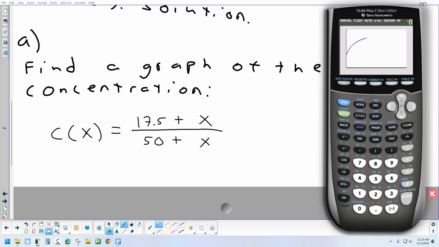There's the graph of your concentration. So the more acid you pour in, the higher the concentration gets. But it can't reach 100. It can get close to it. Because it can't reach it, mathematically, what does that mean we have at y equals 1? Yep, there's a horizontal asymptote. We can't ever reach 100%.